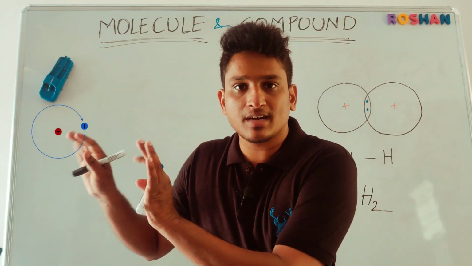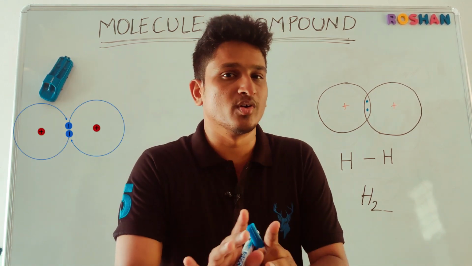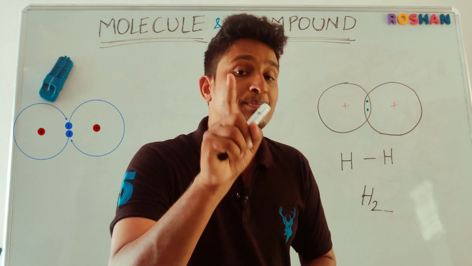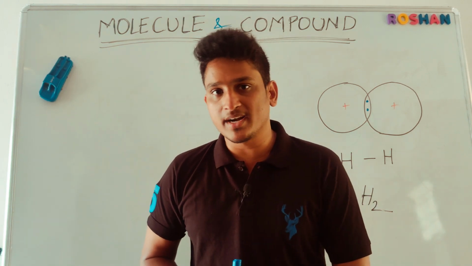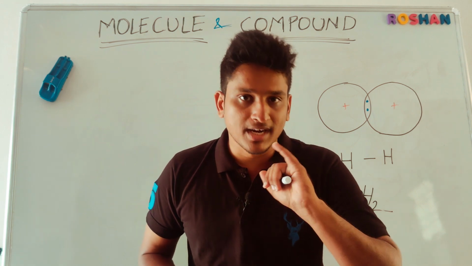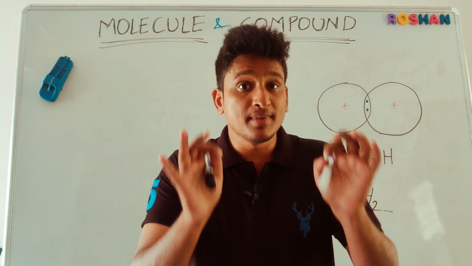So do independent hydrogen atoms exist in nature? No. They always exist in the combined form only. And these combinations are fixed. It depends upon the combining capacity of that element. And which subatomic particle is participating in these reactions? Electrons, whether by losing, gaining or sharing. That change is called a chemical change.